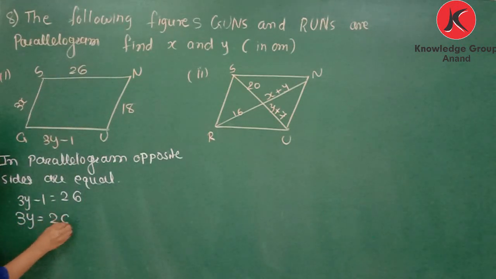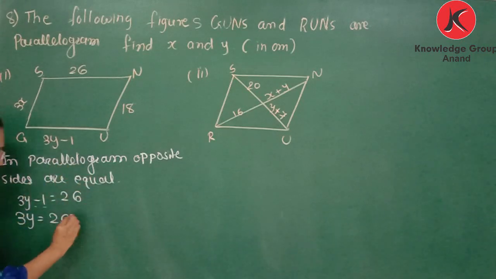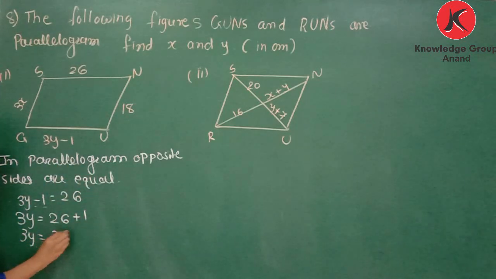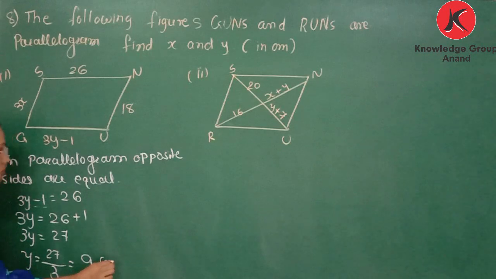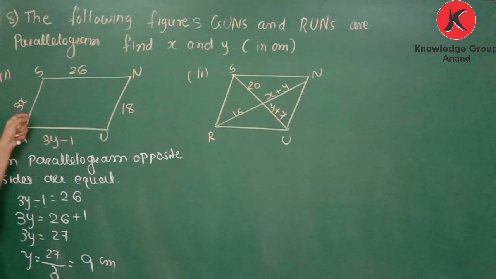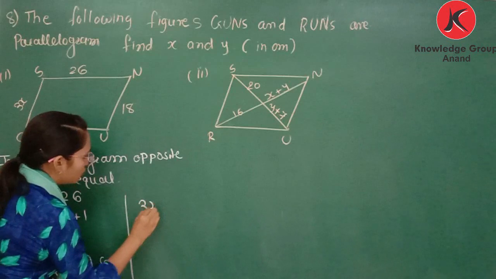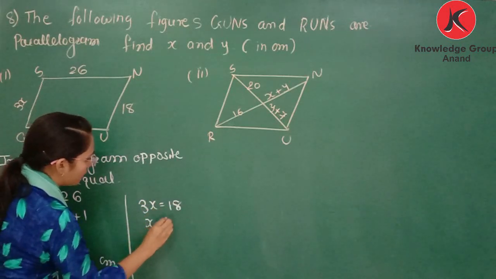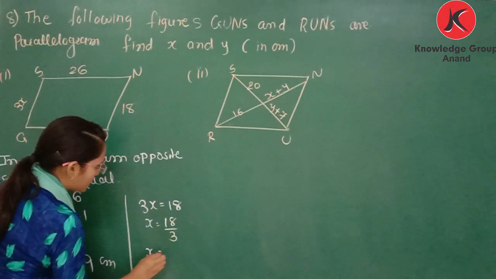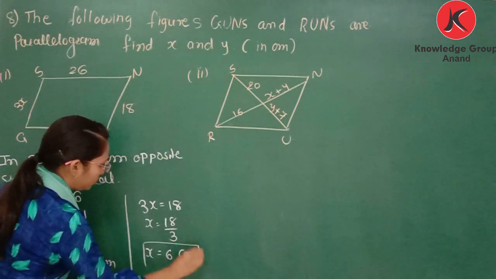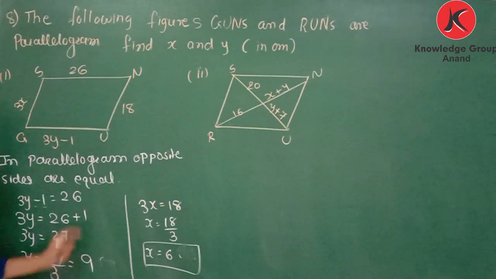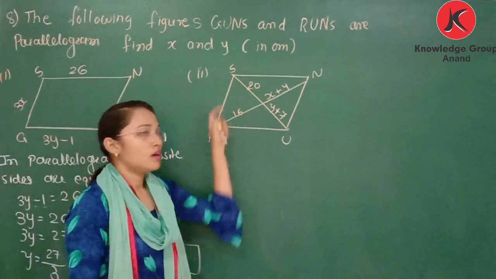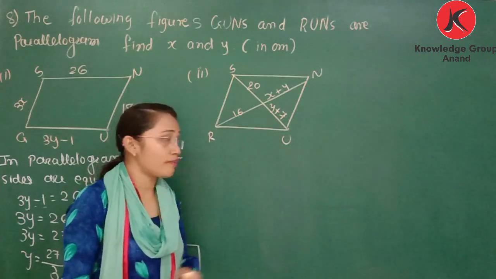Now we have the equation, the negative becomes positive. So 3y is equal to 27. Now y is equal to 27 by 3, that is 9. So we found y is equal to 9. Now the opposite side, that is 3x is equal to 18, x is equal to 18 by 3, x is equal to 6. Or you can write only 6. Clear? So next one, here a parallelogram is given.